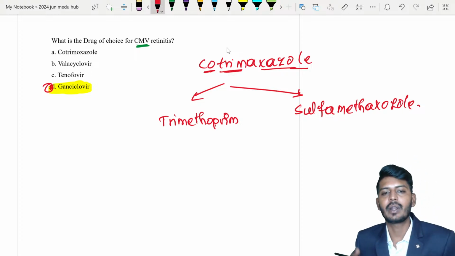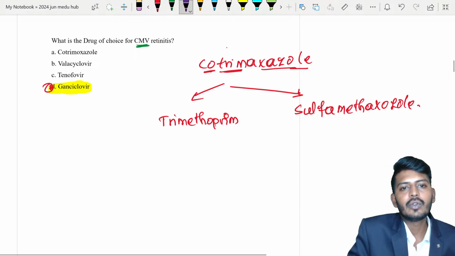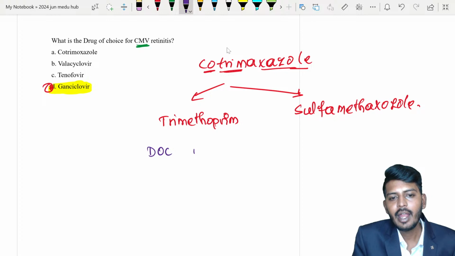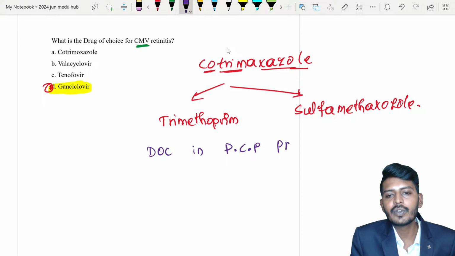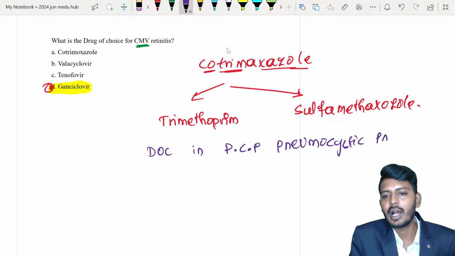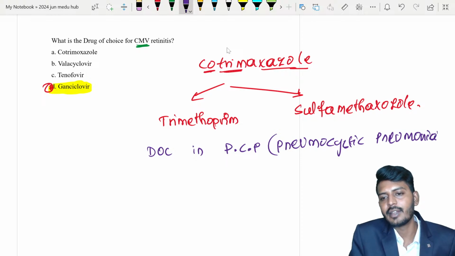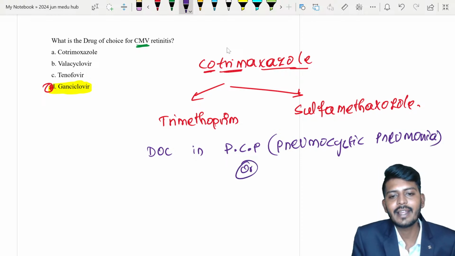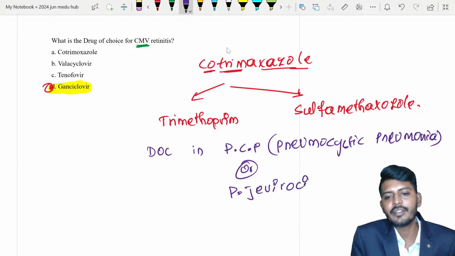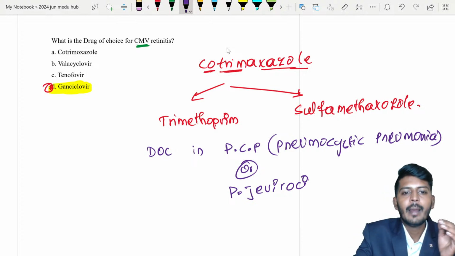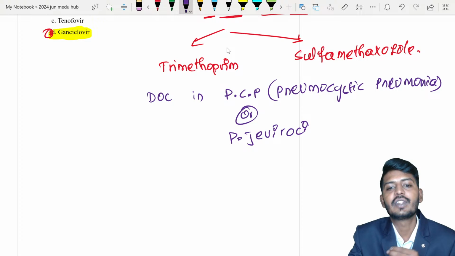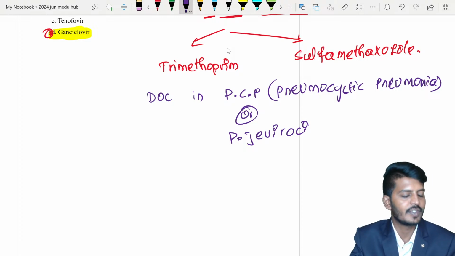This is a very important drug, cotrimoxazole. Cotrimoxazole is a drug of choice in which condition? Drug of choice in pneumocystis pneumonia. What is pneumocystis pneumonia? Okay, to ye hota kya hai sir? Pneumocystis pneumonia is also called P. jirovecii. Please do not get confused. It is a drug of choice in PCP, pneumocystis pneumonia, also called jirovecii.